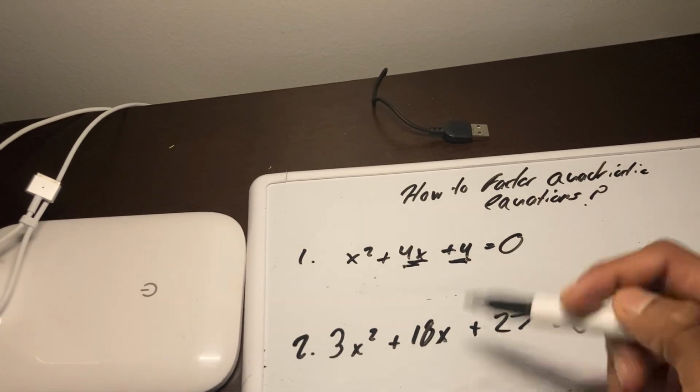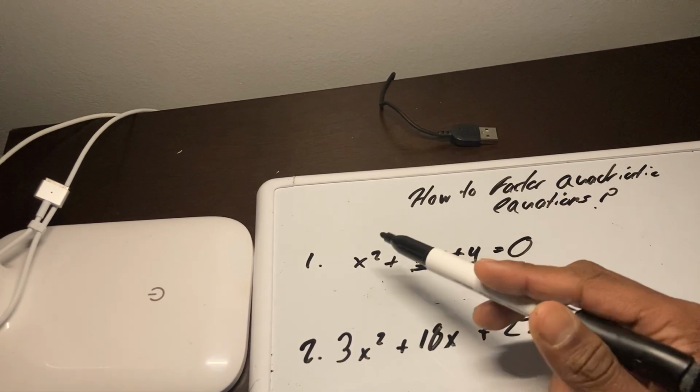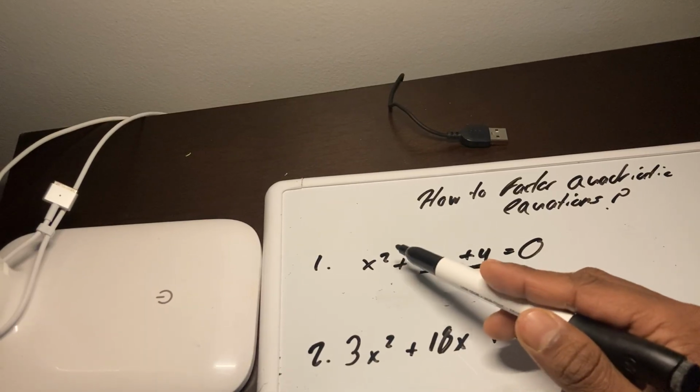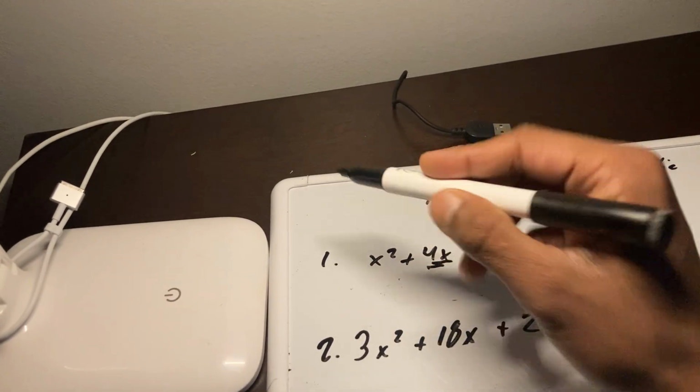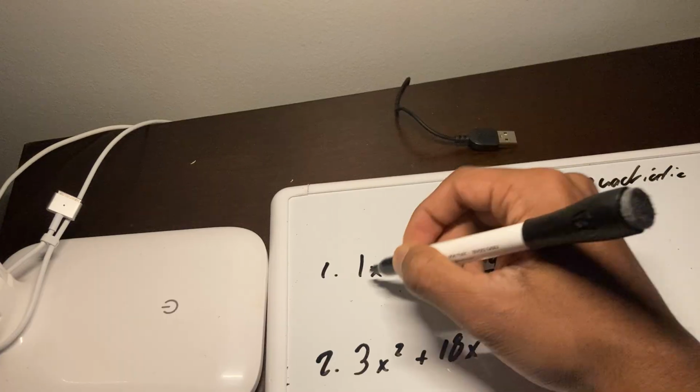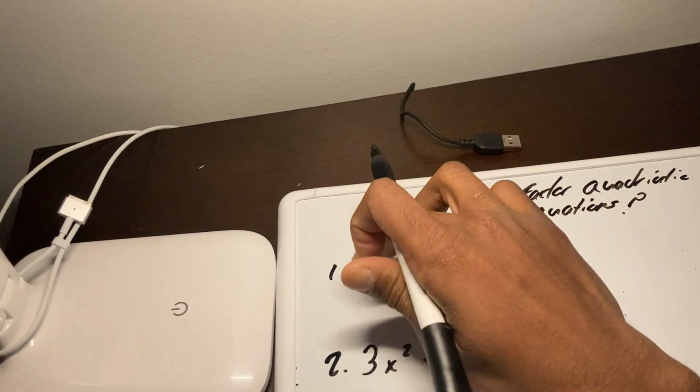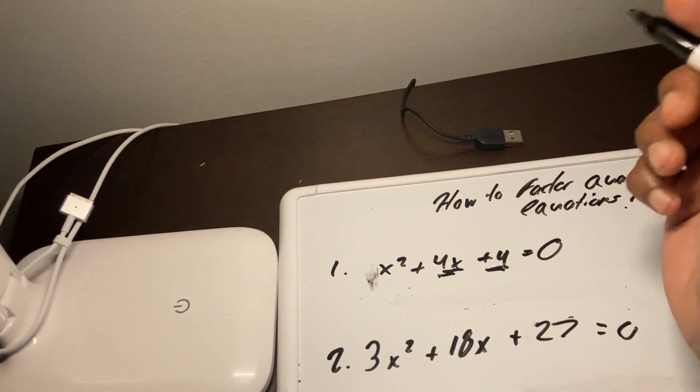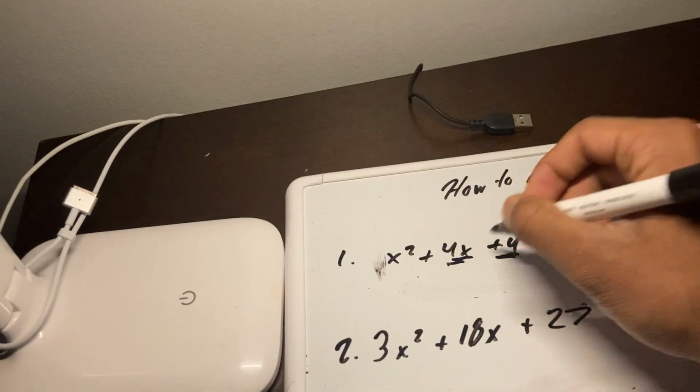See, the thing is, we need to observe. So first one, the first variable, x squared, that's only being multiplied by 1. But 1 times x squared is just x squared, so we're going to erase that. You know, it's really unnecessary. But anyways, 4x plus 4.